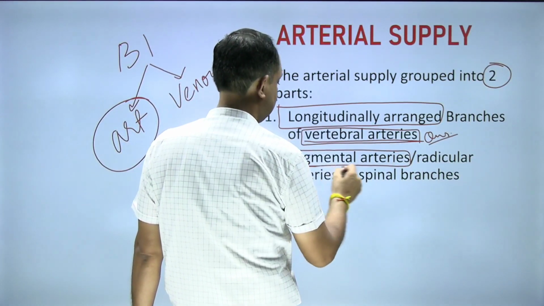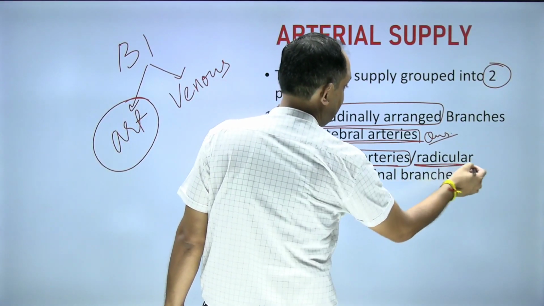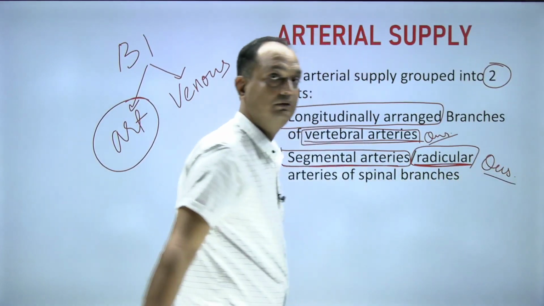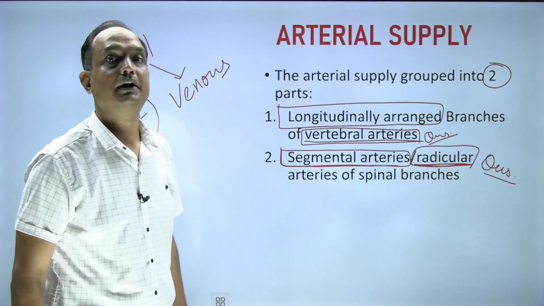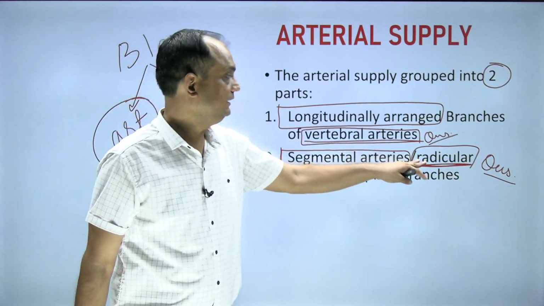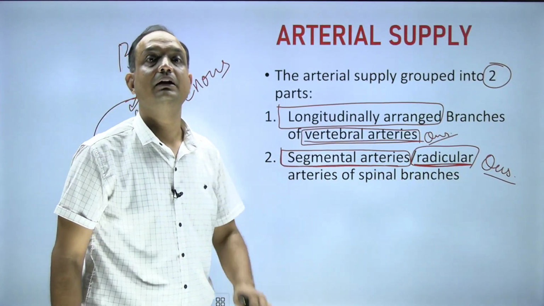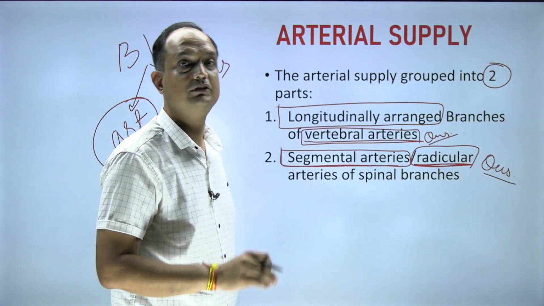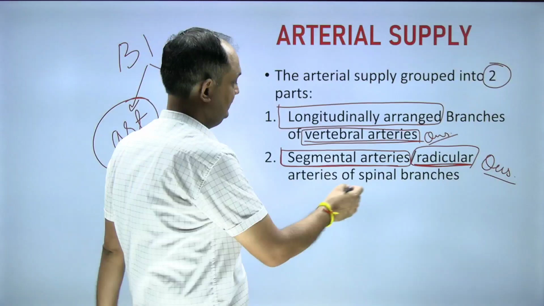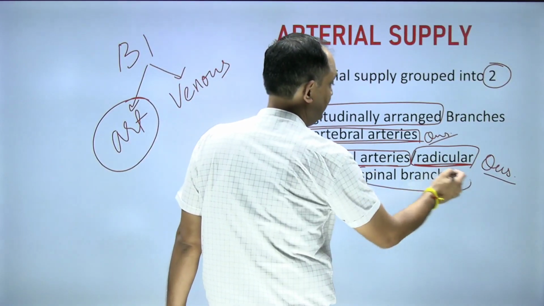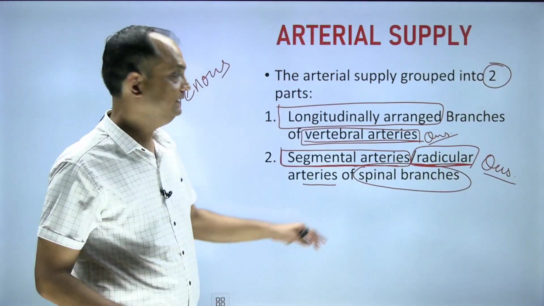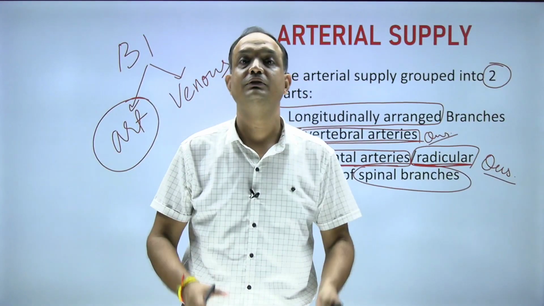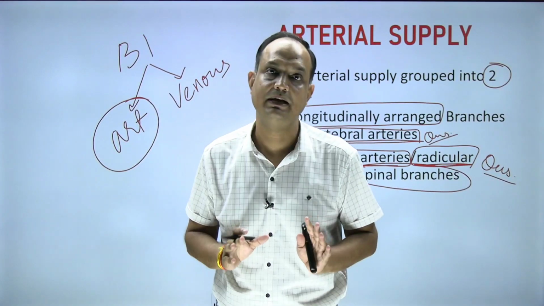Now these segmental arteries are known as radicular arteries. This term is more commonly asked in your exam: write a short note on radicular artery. So these radicular arteries are the segmental arteries which supply different parts of the spinal cord, and these radicular arteries come from the spinal branches. Now these spinal branches come from the different arteries which lie in the vicinity of the spinal cord.